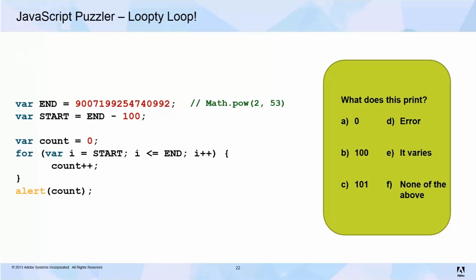The second thing to notice is this is a special for loop. Traditionally, you'd have i equals start, i less than end, i plus plus. But notice this is i less than or equals end. So that will affect your count. I'll let you discuss.